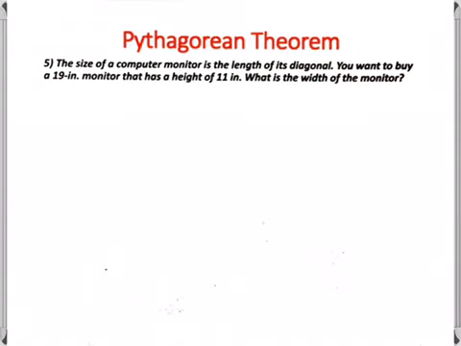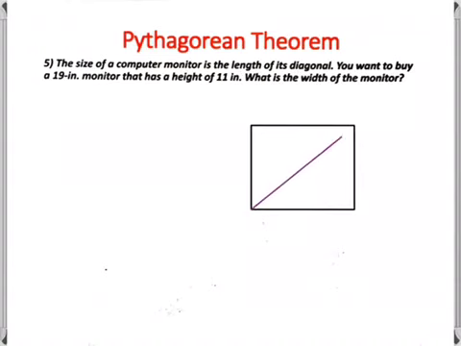The size of a computer monitor is the length of its diagonal. You want to buy a 19-inch monitor that has a height of 11 inches. What is the width of the monitor? So let's assume we have a computer monitor. They know that the size of monitors is determined by measuring their diagonals. So there's a diagonal. They tell us that we want the monitor to be 19 inches, so this has to be 19 for it to be a 19-inch monitor, and the height's 11. They want to know the width.